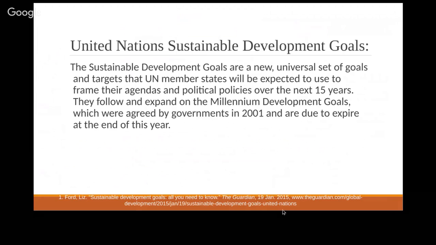United Nations Sustainable Development Goals are defined as a new, universal set of goals, targets, and indicators that the UN member states will be expected to use to frame their agendas and political policies over the next 15 years. They follow and expand on the Millennium Development Goals, which were agreed on by governments in 2001 and are due to expire at the end of this year. By 2030, and with the coordination of government agencies and businesses on a global scale, the United Nations hopes to achieve these goals to improve standards of living and equitable business practices. All 17 goals are essential to meet those efforts, but 3 of these especially pertain to businesses.